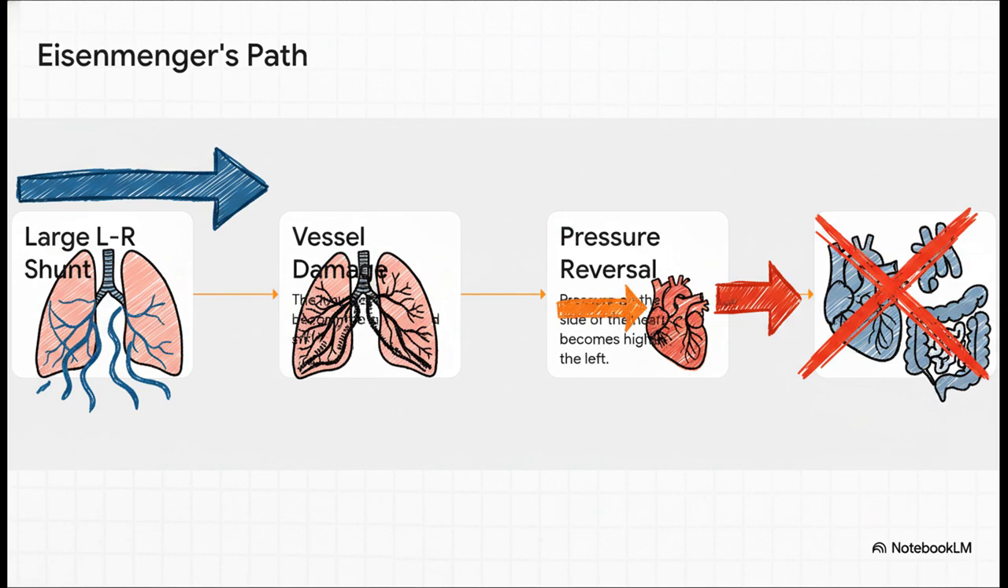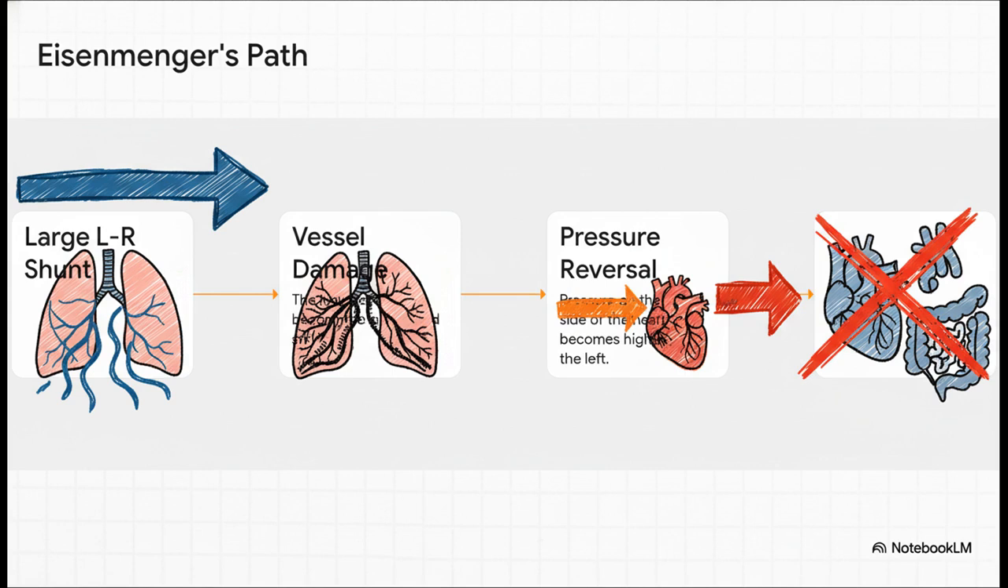Well, it starts with that big left-to-right shunt just overwhelming the lungs. Over time, the blood vessels in the lungs start to thicken up to protect themselves, which makes them stiff and narrow. This is called pulmonary hypertension. Eventually, the pressure on the right side of the heart gets so high that it becomes even higher than the left side. At that point, the whole system flips.